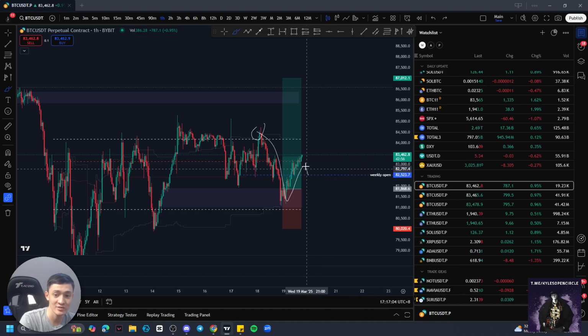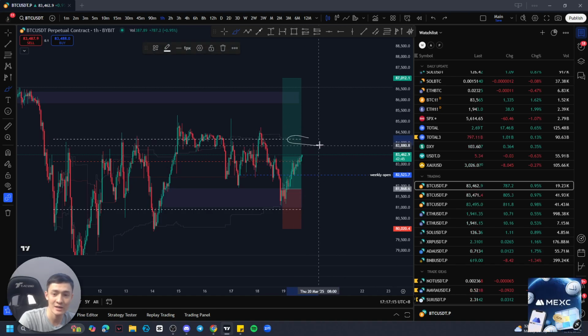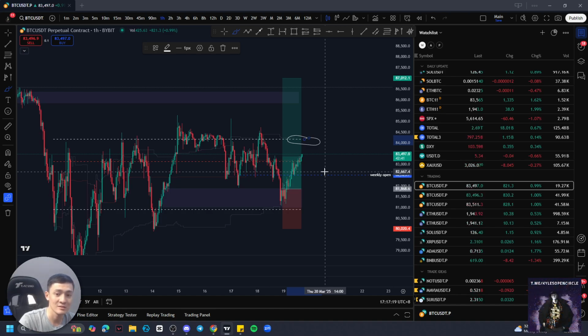Weekly open, we've managed to claim that. And now we are currently above the point of control. So dua key support level kita dah berjaya claim. Yang penting sekarang ialah this value area high right here. Can we actually break out of this range?